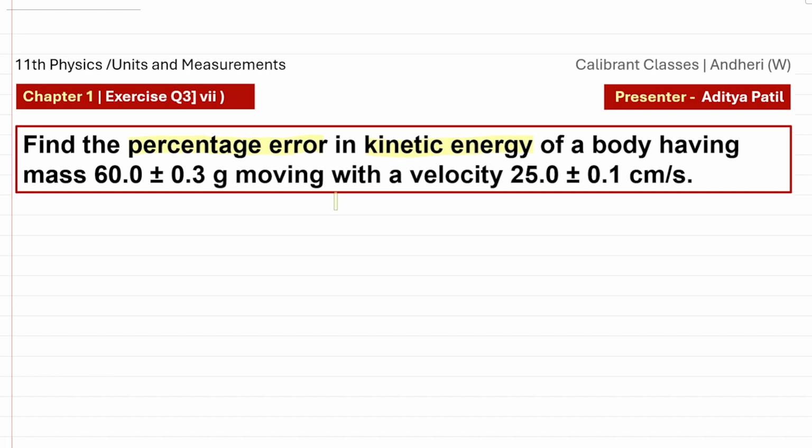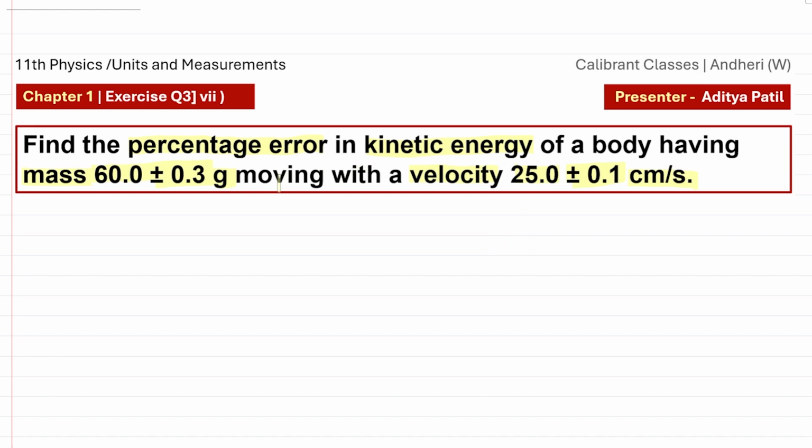तो क्वेश्चन में हमसे पूछा गया है to find the percentage error in calculating the kinetic energy of a body whose mass is given to us, which is 60.0 plus or minus 0.3 grams, where plus or minus 0.3 grams is the absolute error involved in the measurement of the mass. And then we have also been told that this body is moving with a velocity that is said to be 25.0 plus and minus 0.1 centimeters per second, where plus and minus 0.1 is the absolute error involved in the measurement of velocity.